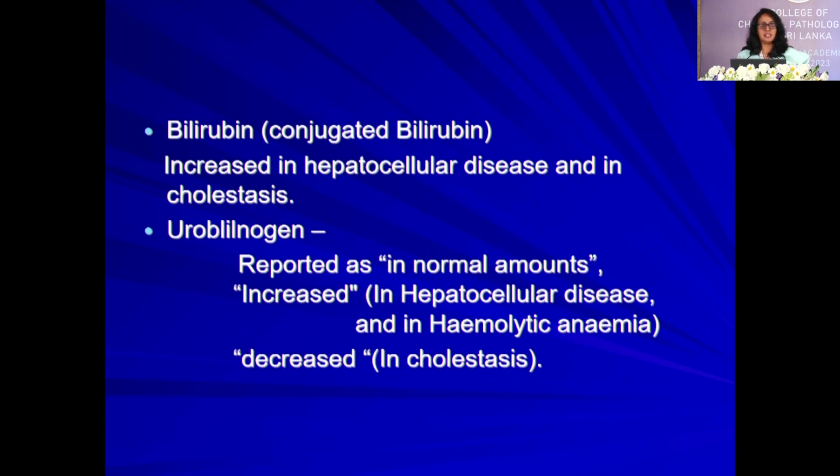And the urobilinogen. Urobilinogen is usually present, always present. Therefore, you have to mention whether it is present in normal amounts or increased or decreased. It is increased in hepatocellular disease and in hemolytic anemias, and it is decreased in cholestasis.